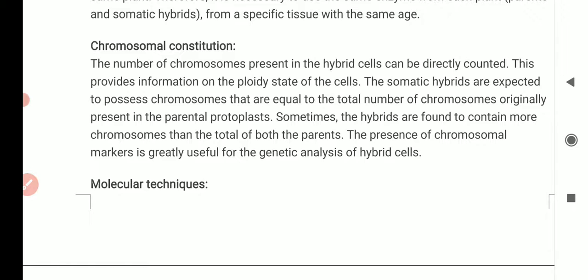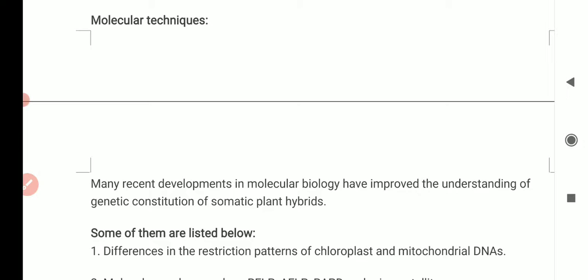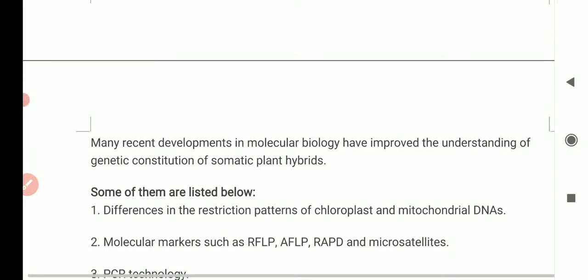Okay, chromosome constitution. So you can just directly count the number of chromosomes, because from the ploidy itself, if it's 2n and you get 4n, you know that, oh, this must be a hybrid. Okay, then you can do molecular techniques.